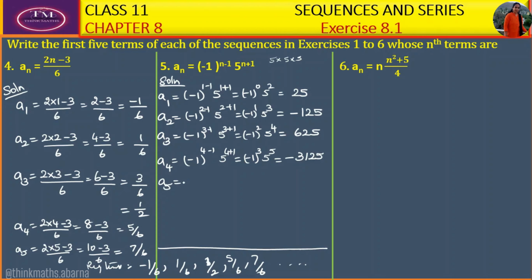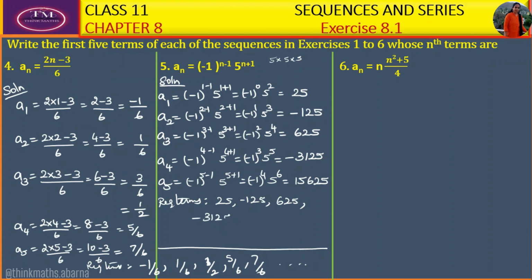Next A5, which is equal to minus 1 to the power 5 minus 1, 5 to the power 5 plus 1. So minus 1, 5 minus 1 is 4, 5 to the power 5 plus 1 is 6. So minus 1 to the power even number is positive and 5 power 6 is 15625. So these are the terms. So you can write required terms are 25, minus 125, 625, minus 3125, comma 15625. So these are the required terms.